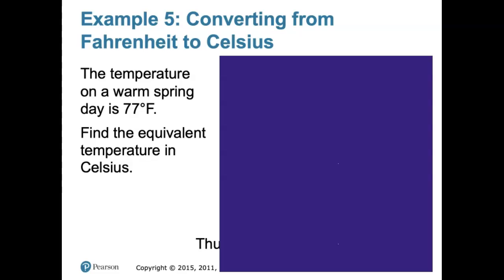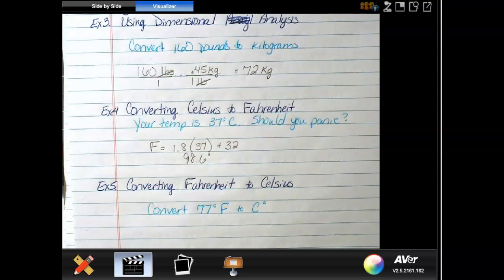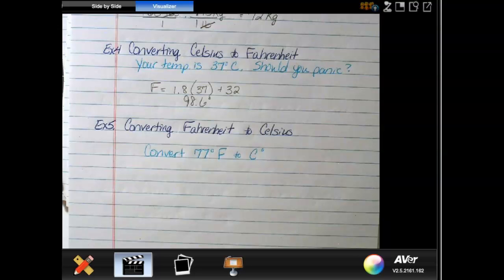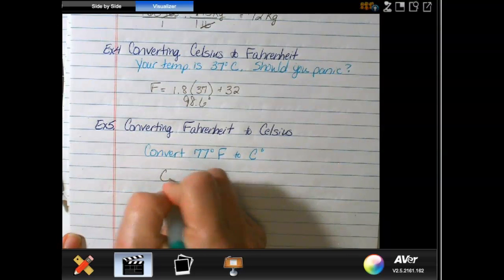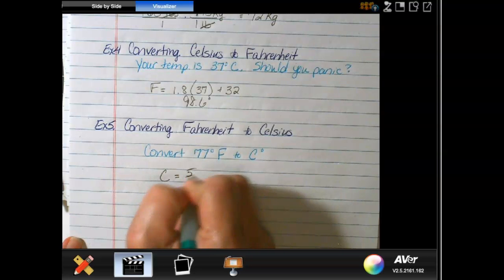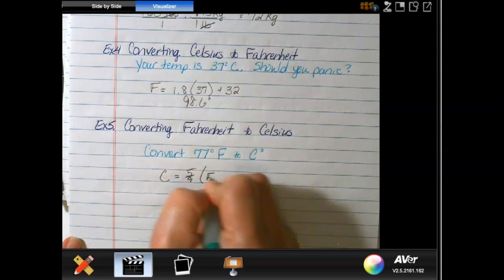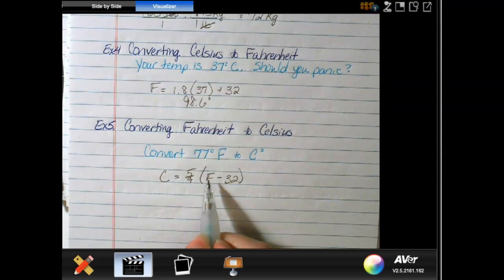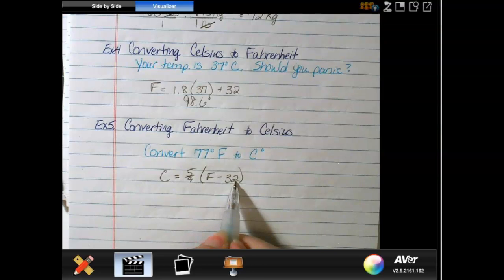Okay, pause one more time. I want you to try to work it out. Use that conversion equation, and then come back and push play. Okay, so for this last one, let's go ahead and write our formula down. So we're converting Fahrenheit into Celsius. So that formula is C is equal to 5/9, and then multiply that by whatever that Fahrenheit degree is, minus the 32 degrees.